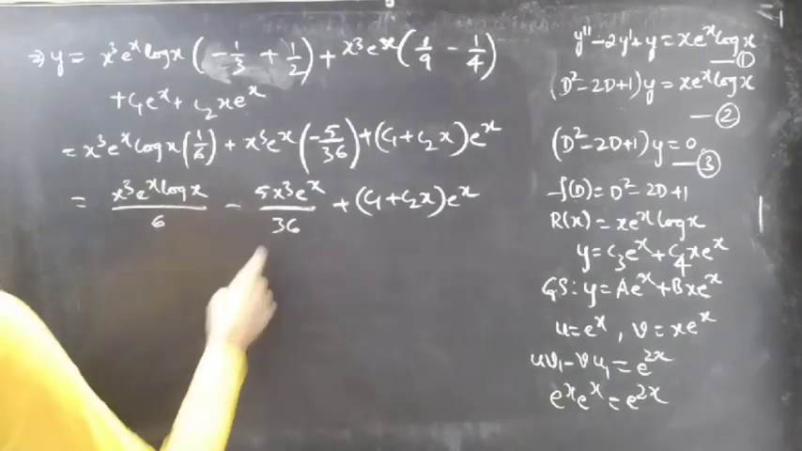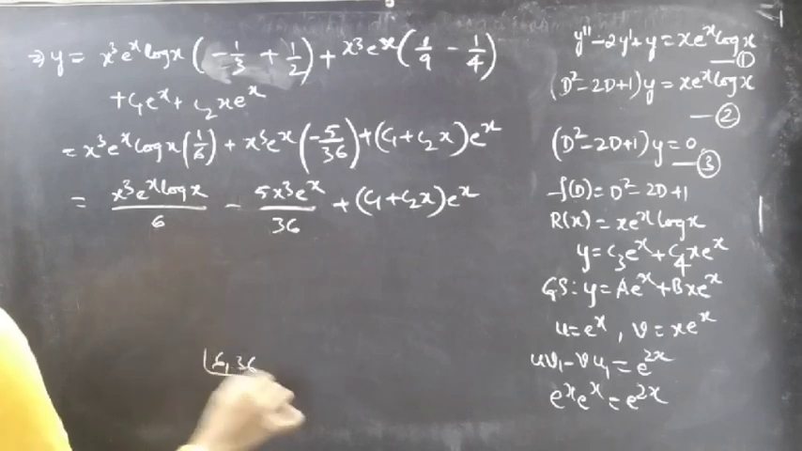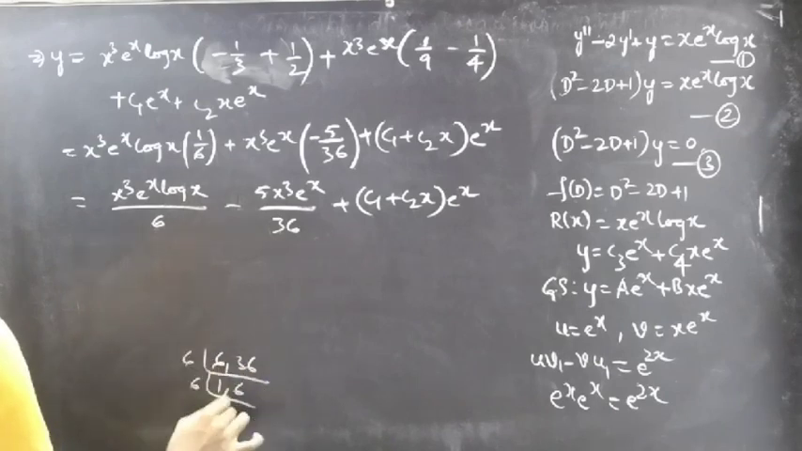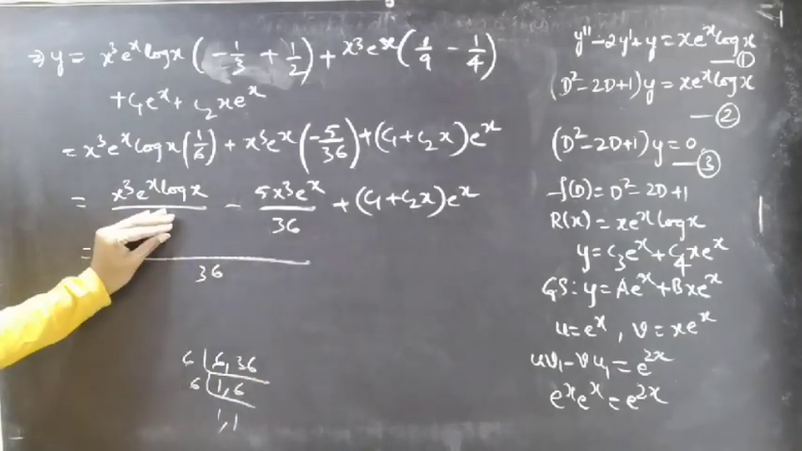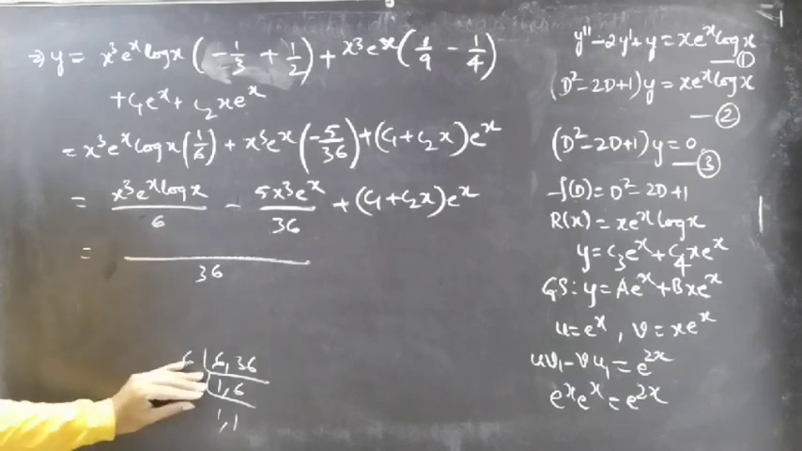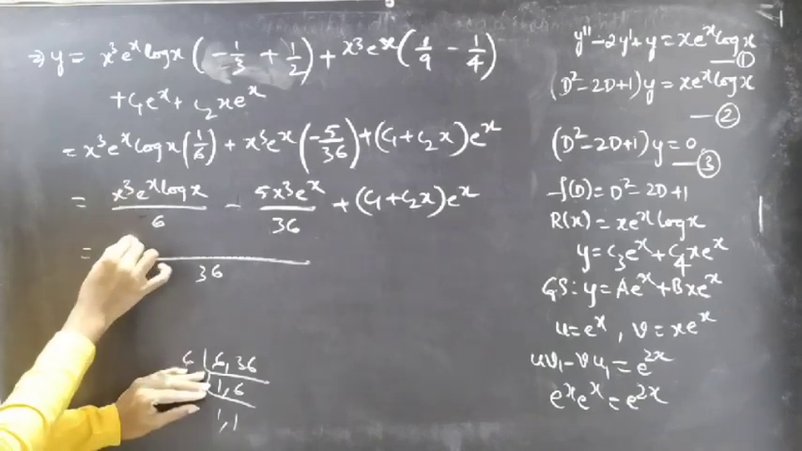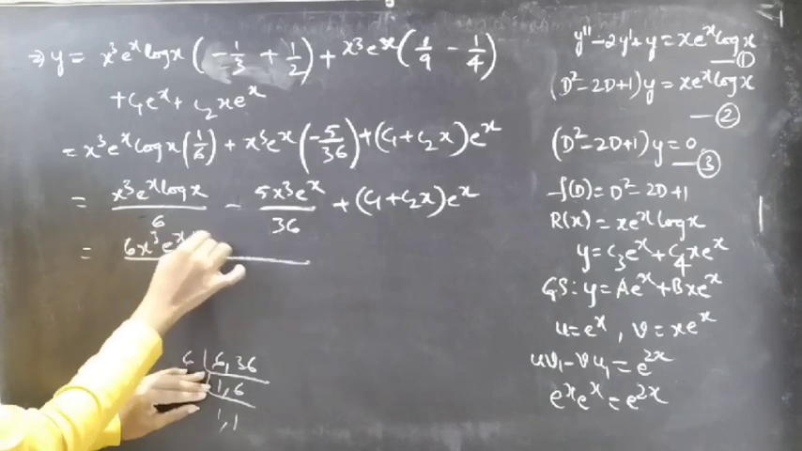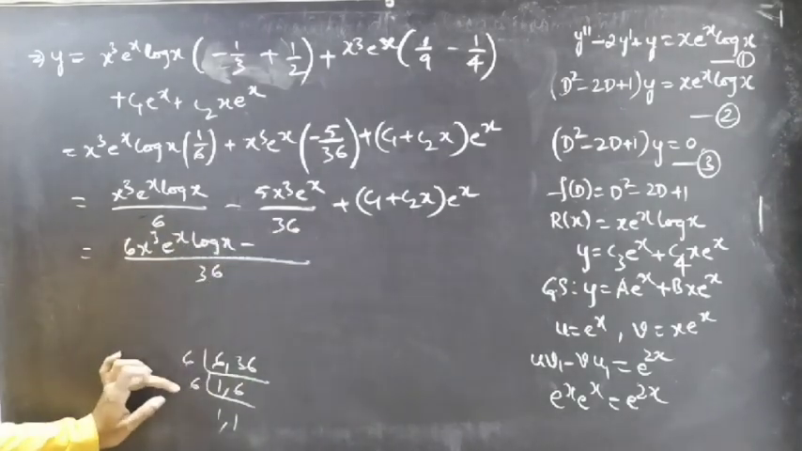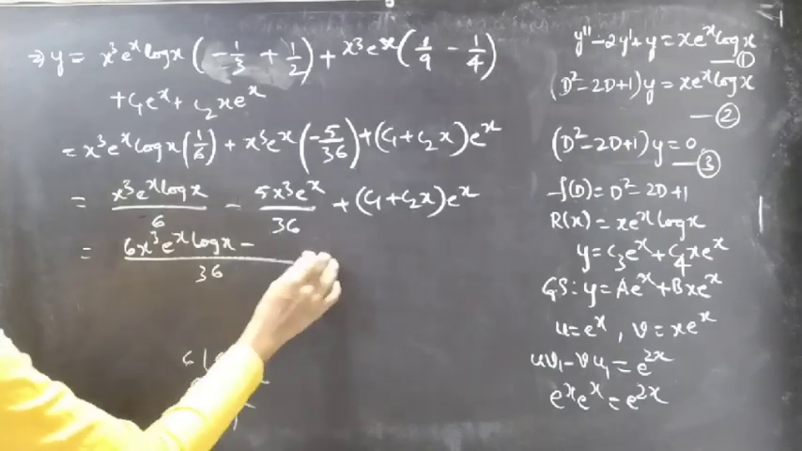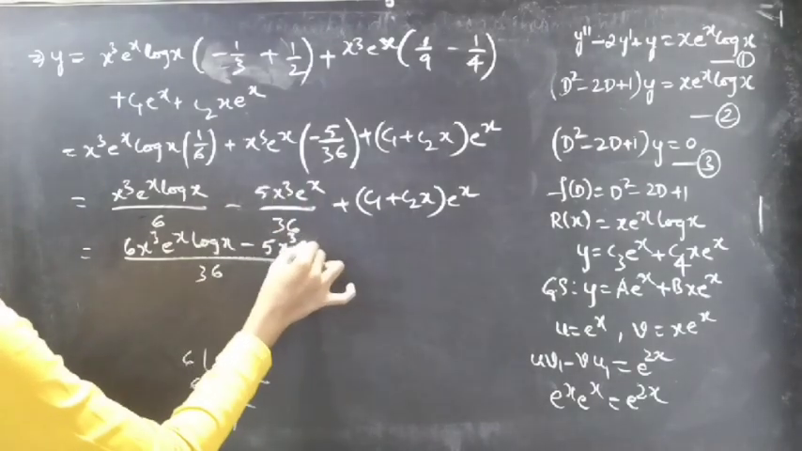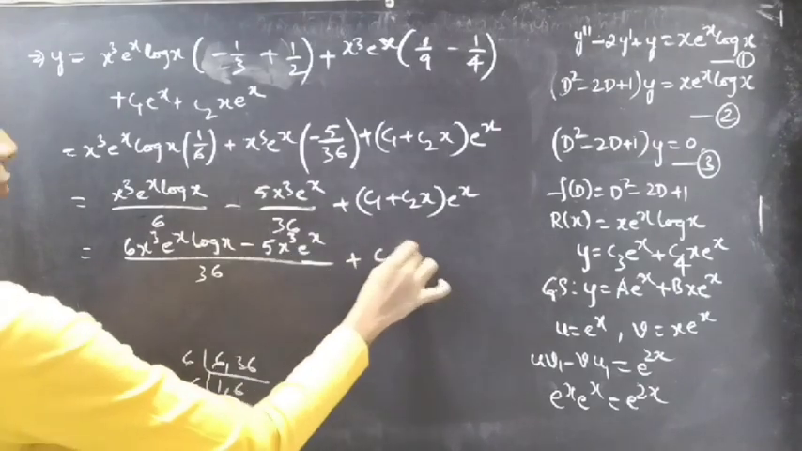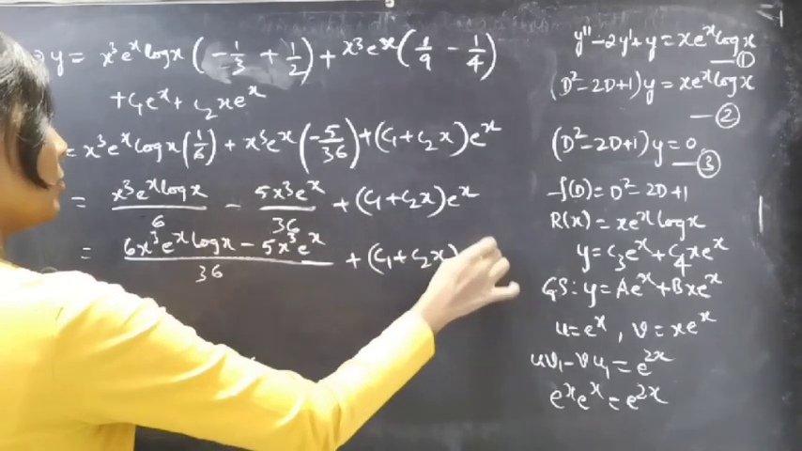Now take the LCM of 6 and 36. It's 36, right? In the denominator of the first term we have 6, so we cancel 6 and multiply 6 to the numerator of the first term, and we'll get 6 x cube e power x log x minus, here we have 36, so we don't have anything to multiply with the numerator of the second term. We'll just write 5 x cube e power x plus c1 plus c2 x e power x.